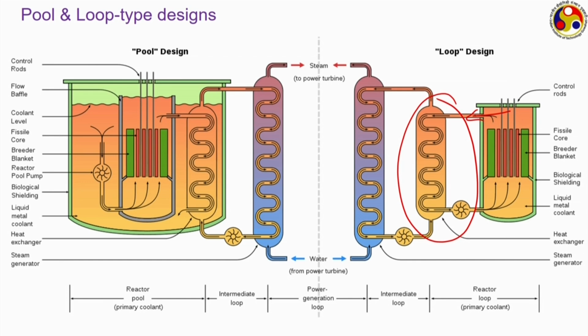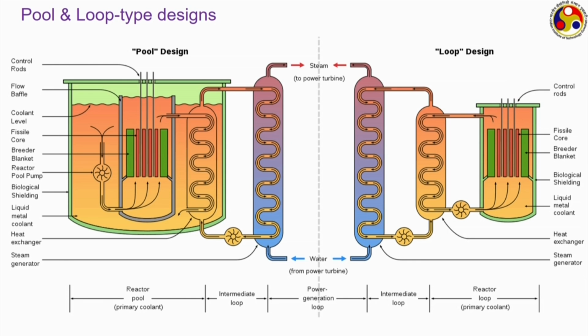So, in case of pool type design, we have core, intermediate heat exchanger and the sodium pump all immersed into a pool of liquid sodium, whereas in case of loop type design, it is only the core which is immersed into liquid sodium, and the intermediate heat exchanger and the pump are outside. Both designs have their own structural advantages and disadvantages. While the pool type design is mostly preferred in USA, the loop type design is more popular in European countries.